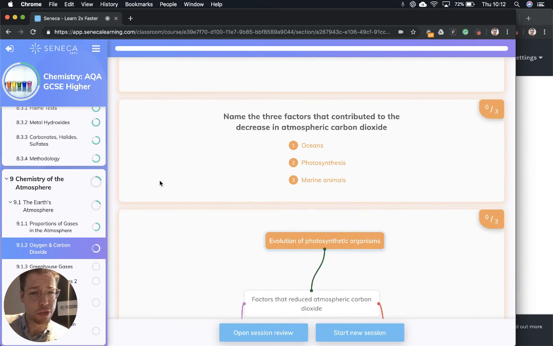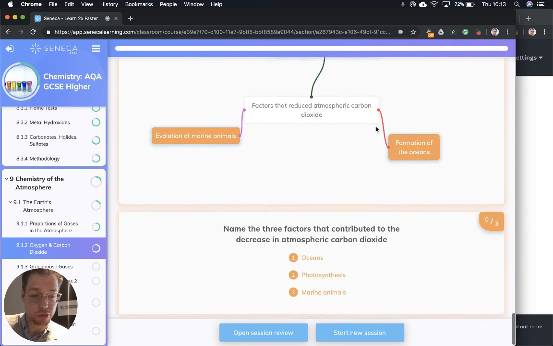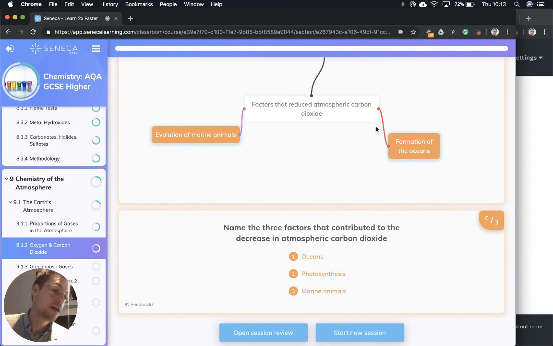So, can you name three factors that caused a decrease in atmospheric carbon dioxide? Oceans, photosynthesis, marine animals. Remember those three. It can be a really common exam question.